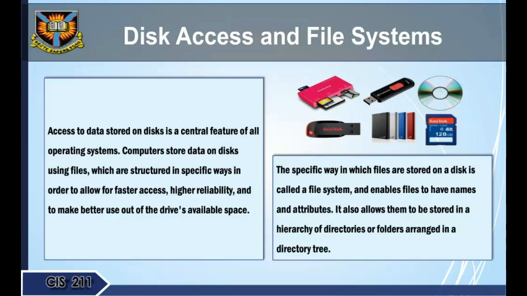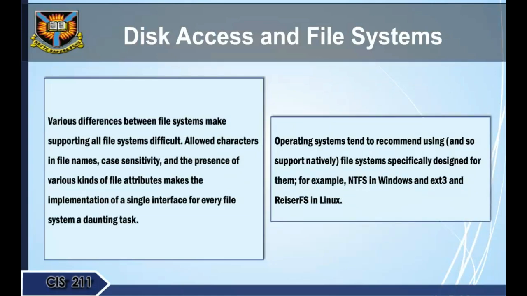The specific way in which files are stored on a disk is called a file system and enables files to have names and attributes. It also allows them to be stored in a hierarchy of directories or folders arranged in a directory tree. Various differences between file systems make supporting all file systems difficult. Allowed characters in file names, case sensitivity, and the presence of various kinds of file attributes make the implementation of a single interface for every file system a daunting task.